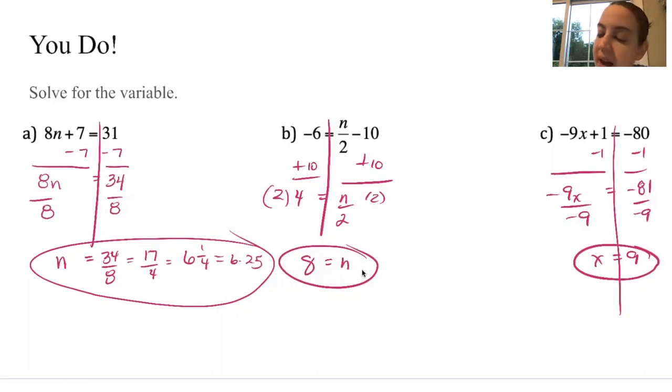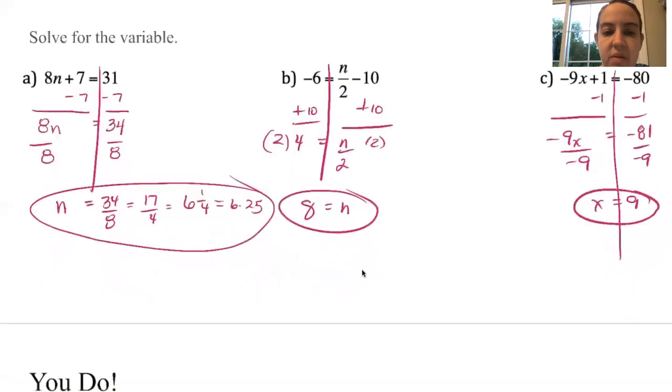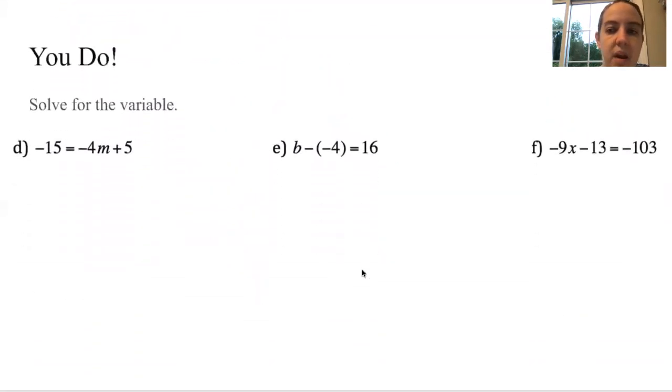In letter B, I added 10 to both sides first, and then I multiplied by 2 to undo that division, and n is equal to 8. In letter C, I subtracted 1 on both sides, and then divided both sides by -9, and I have a +9. As a reminder, use your calculator to help you out if you get stuck on those multiplication facts. That's no big deal. Just use your calculator to help out. All right, I've got 3 more here for you to try. So again, give them a go, and then check your answers in a minute.